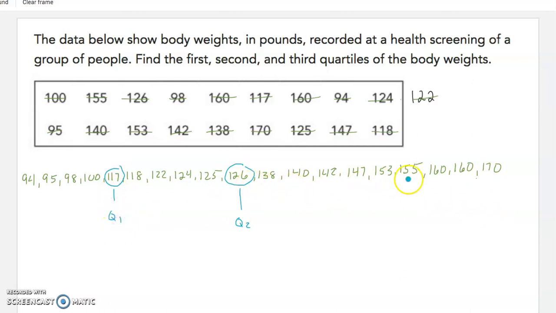And then over here, same thing. There's 9 numbers, so we'll count up 4, 1, 2, 3, 4. The one I took away is that. So this is going to be Q3.